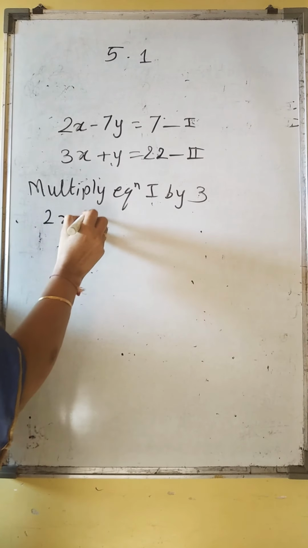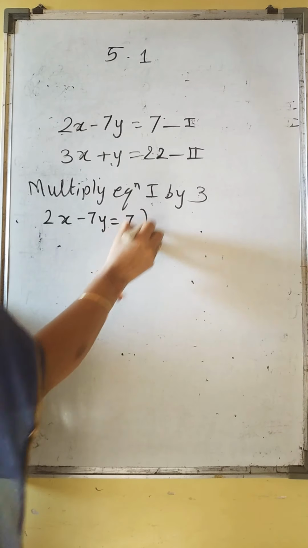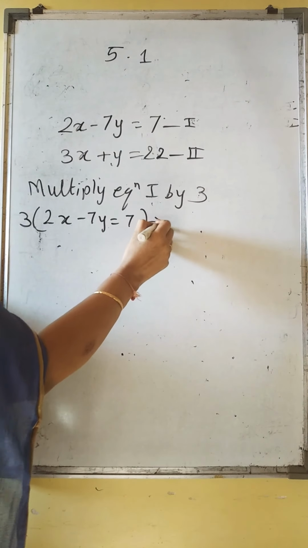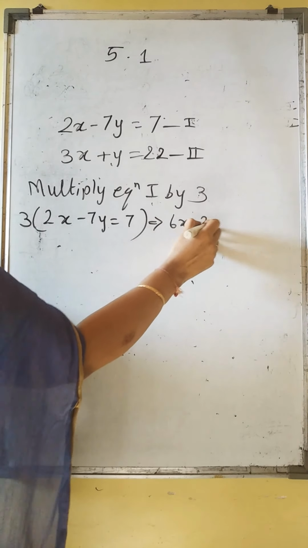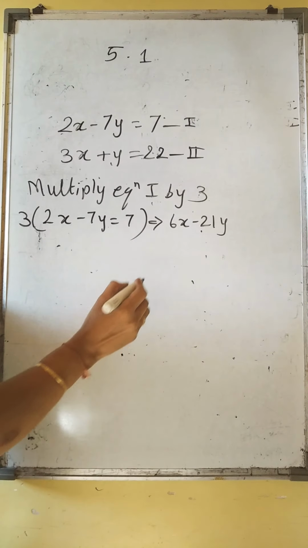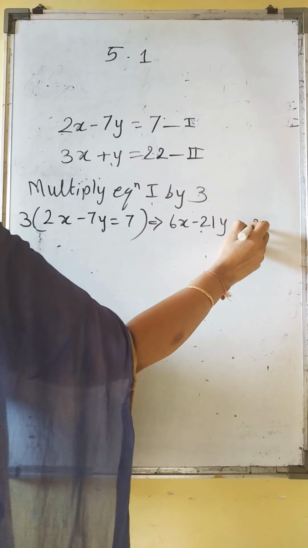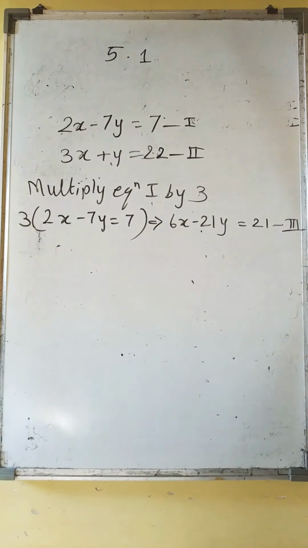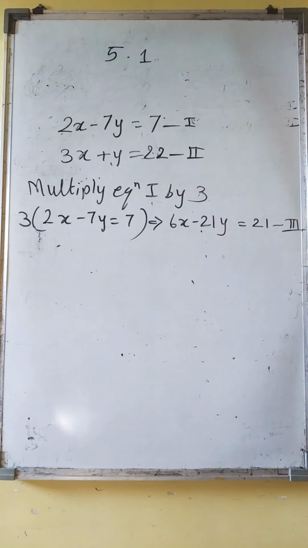So 2x minus 7y is equal to 7. This is the equation and that you are multiplying by 3. So what you are going to get? 6x minus 21y is equal to 21. So this will become your equation number 3. Okay. You write down as a equation number 3.